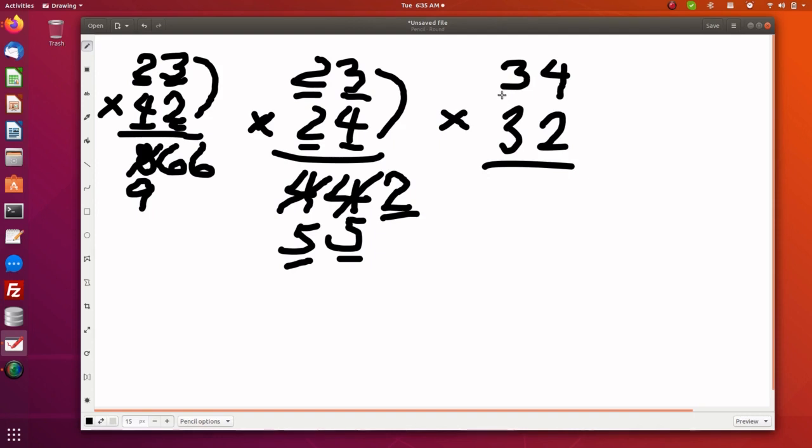To continue here, our first digits, first column, 3 times 3 is 9. Okay? And here, the cross multiply: 3 times 2 is 6, plus 3 times 4, that is 12. So 12 plus 6, that is 18. So 8, and 9 incremented by 1 will become 10. Okay? And finally, 4 times 2 is 8. So the final answer is 1088. Oh, ganun lang siya kadali.